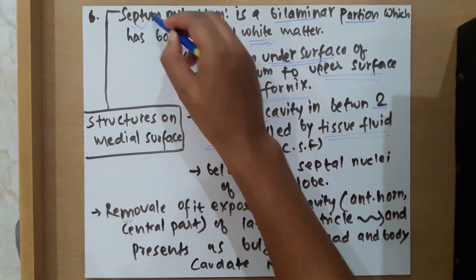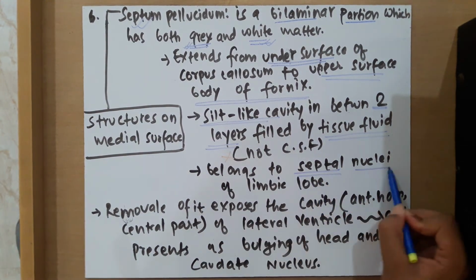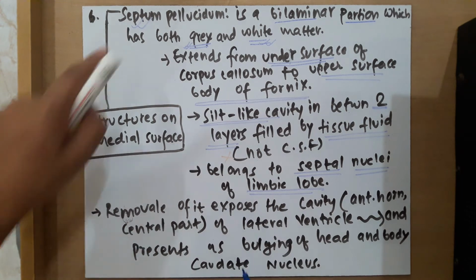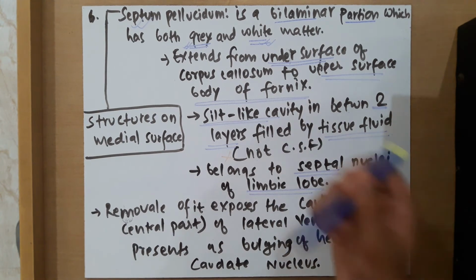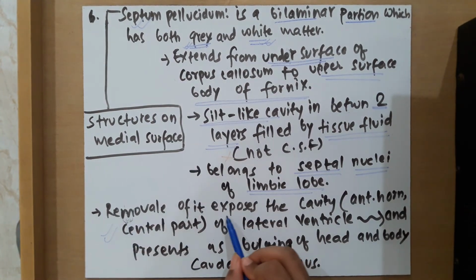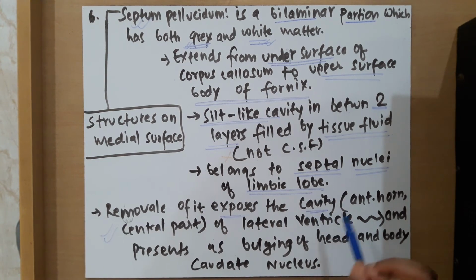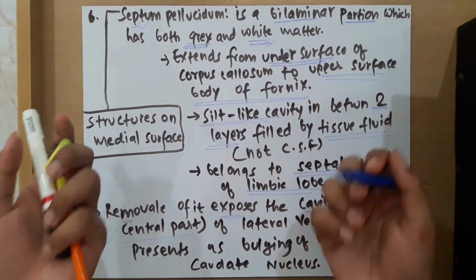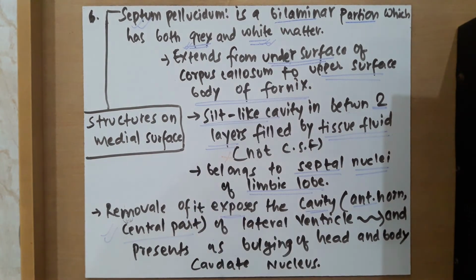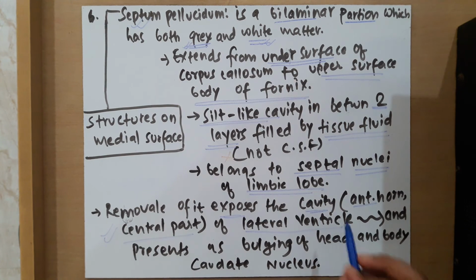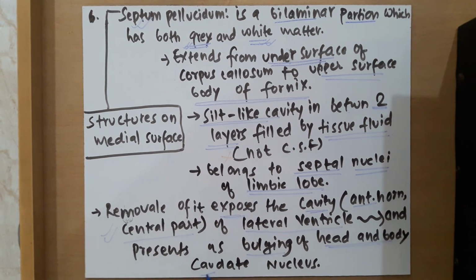This septum pellucidum belongs to the septal nuclei of the limbic lobe. That's why its name is septum pellucidum. And removal of the septum pellucidum will expose the cavity, mainly the anterior horn and the central part. As we know, the ventricles are the cavities filled by CSF, where CSF is produced, that is cerebrospinal fluid. So removal of this septum pellucidum exposes the cavity of the lateral ventricle, and it presents as a bulging of the head and the body of the caudate nucleus.